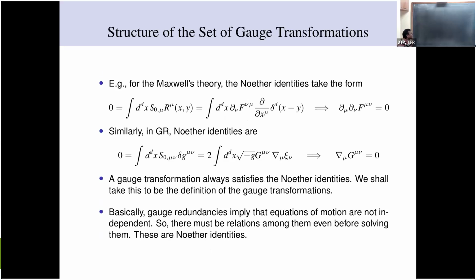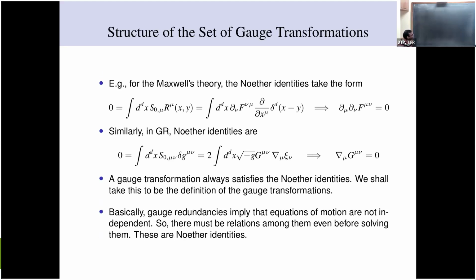I will just give these examples. For U1, if you have Maxwell theory, then this identity basically gives you del mu del nu F mu nu equal to 0, which we know is satisfied. And similarly for GR, it is del mu G mu nu equal to 0, where G mu nu is your Einstein tensor. So these are not guaranteed by the equations of motion, they are more basic, yes.